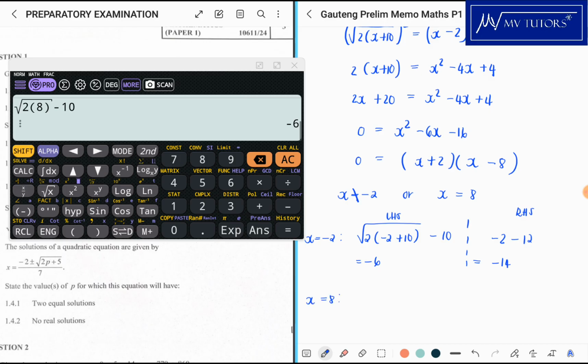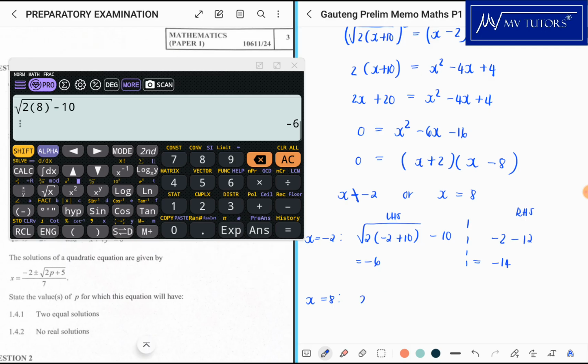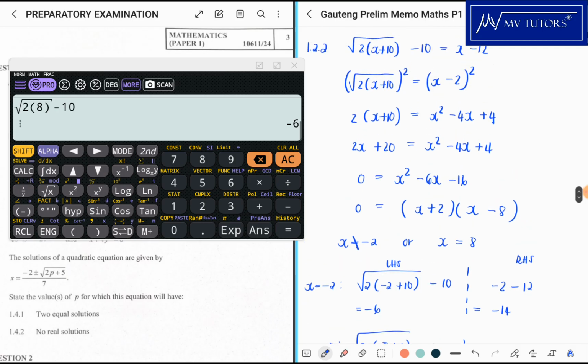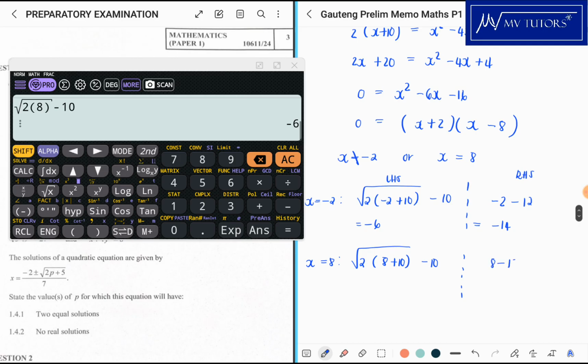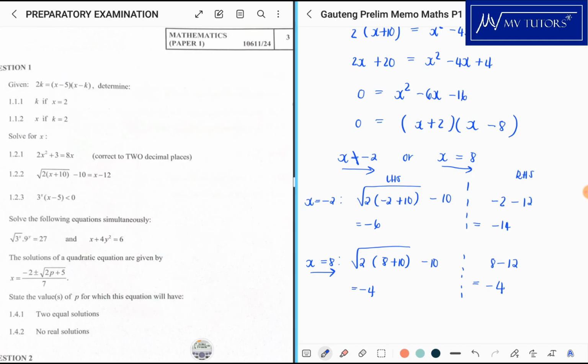Now, is x equal to 8? Probably. I've never come across a scenario where both of them are not equal, but it's good that we check, right? So let's check if we have the 8, what answer we'll get. On the other side, we have x, which is 8 minus 12. So 8 minus 12 will give us minus 4. And here, if we say 2 times 8 plus 10, that's 18. I get minus 4. So indeed, x is equal to 8, but x is not equal to negative 2. Great. Now we can move on with confidence.